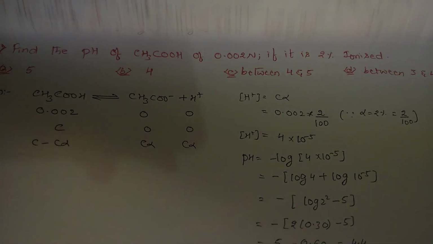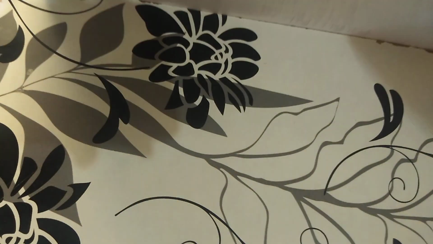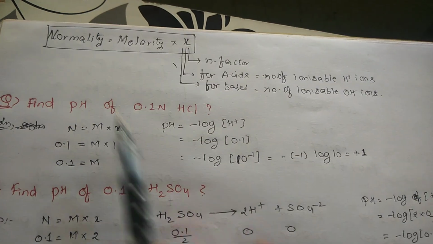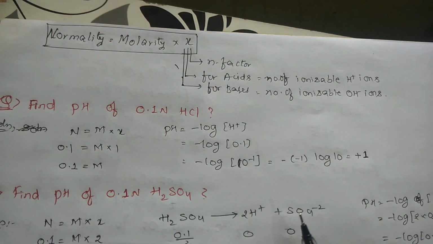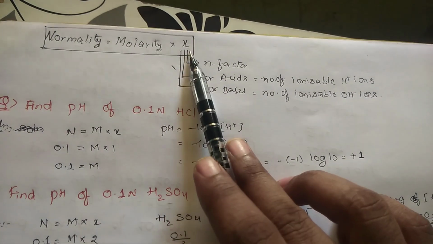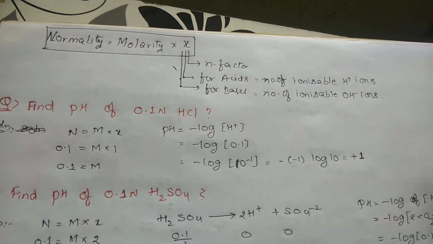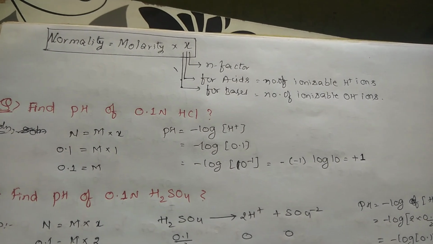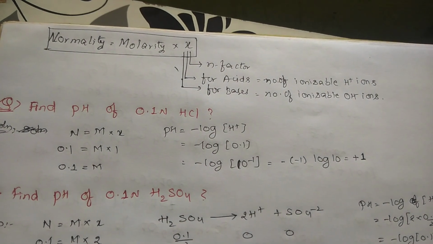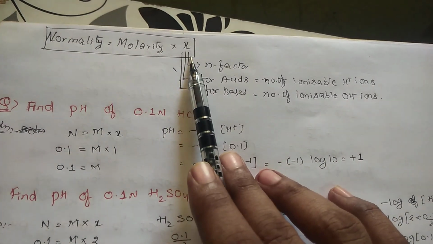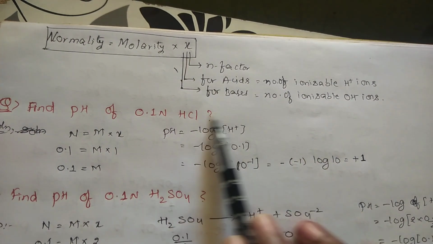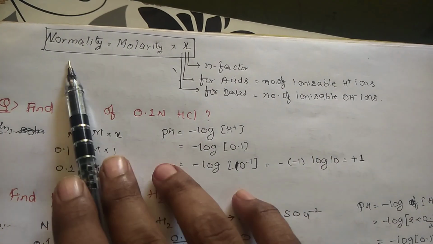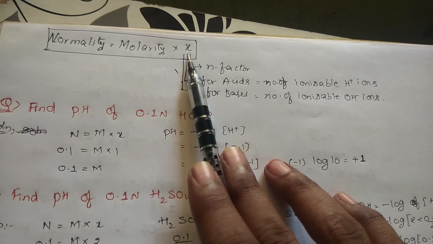Right students? Now whenever the concentration is represented in terms of molarity, we know that normality is equal to molarity into X. X is nothing but the n factor. With respect to stoichiometry or solutions, I will explain clearly what X is. It is a very lengthy topic. There are many factors, like number of electrons, number of H plus, number of OH minus, valency. For now, remember that for acids it is the number of ionizable H plus ions, for bases it is ionizable OH minus ions. So normality will be equal to molarity into n factor, this is X.